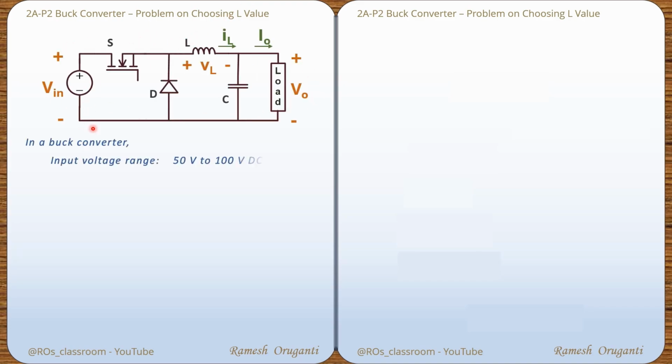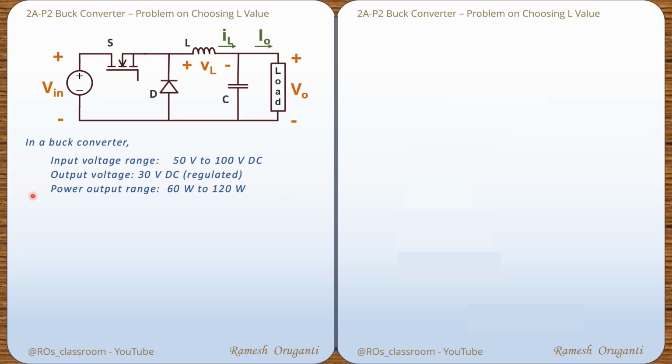In a buck converter, the input voltage range is given as 50 volts to 100 volts DC. The output voltage is 30 volts DC to be regulated. That means it has to be kept constant through feedback control. The power output range is 60 watts to 120 watts.